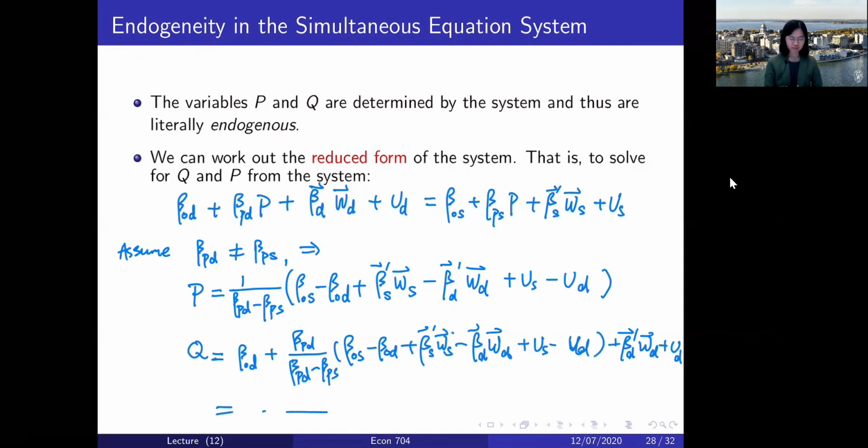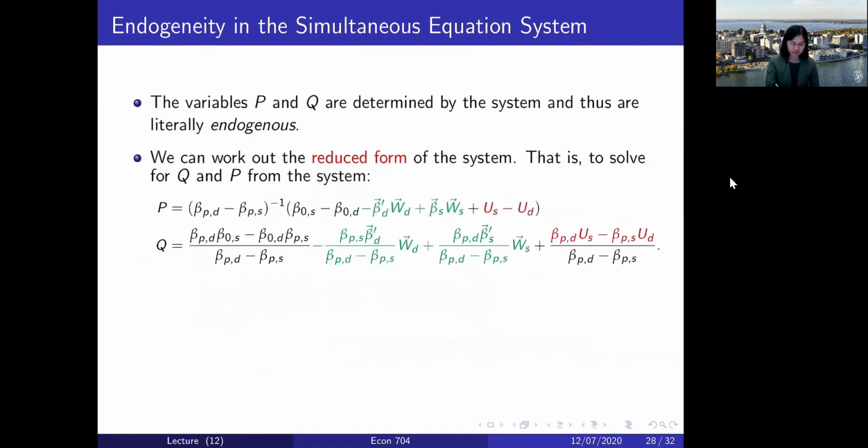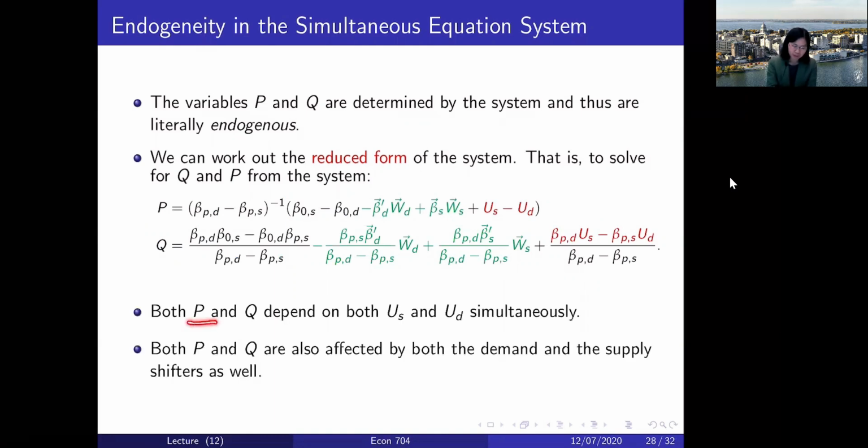But what's important is that P now depends, as you can see, P is a function of both the unobservables from the supply and the demand equation. Same thing for Q. Q is also a function of both US and UD. And US and UD both enter P in their whole form. So this is the simplified version of P and Q. So both P and Q depend on both US and UD simultaneously.